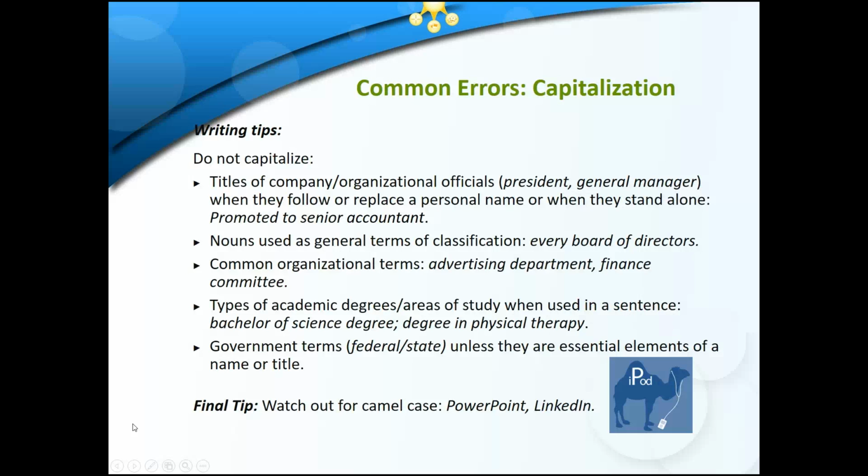And then there's this little thing I love. My virtual assistant finds me the most wonderful graphics. It's an actual term, camel case, and it's that uppercase letter that appears in the middle of a word. And I gave you the two or three here that we are most familiar with.